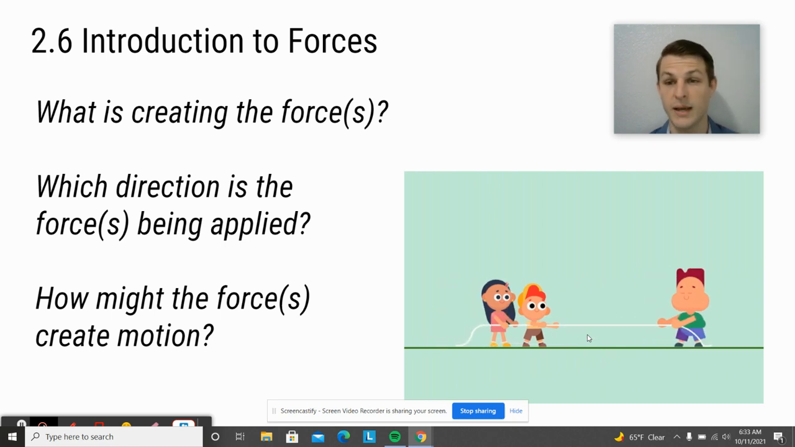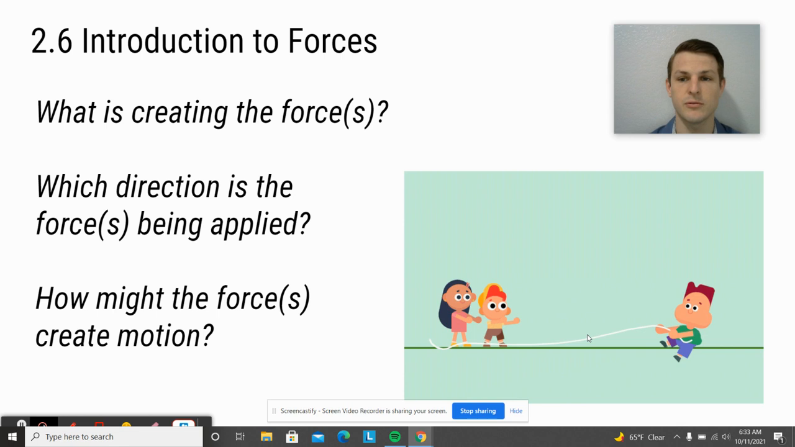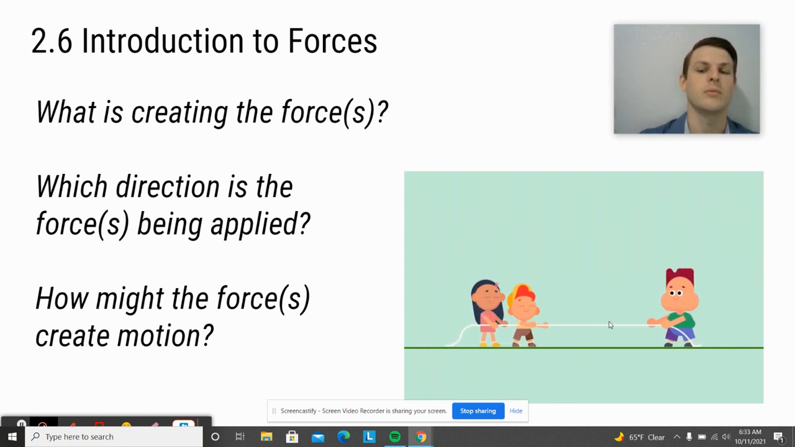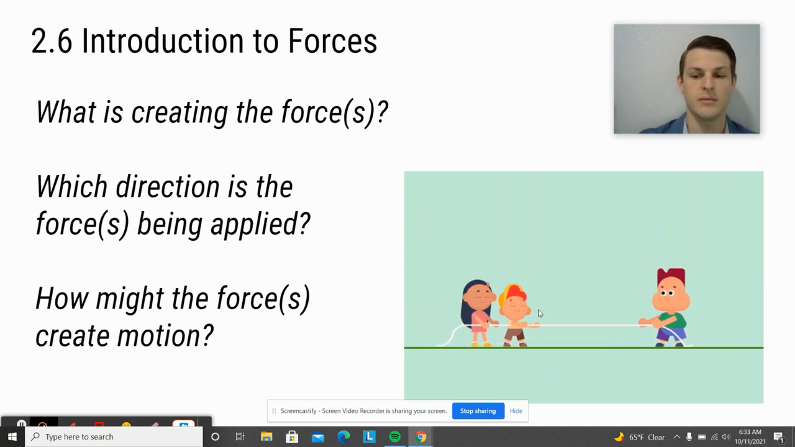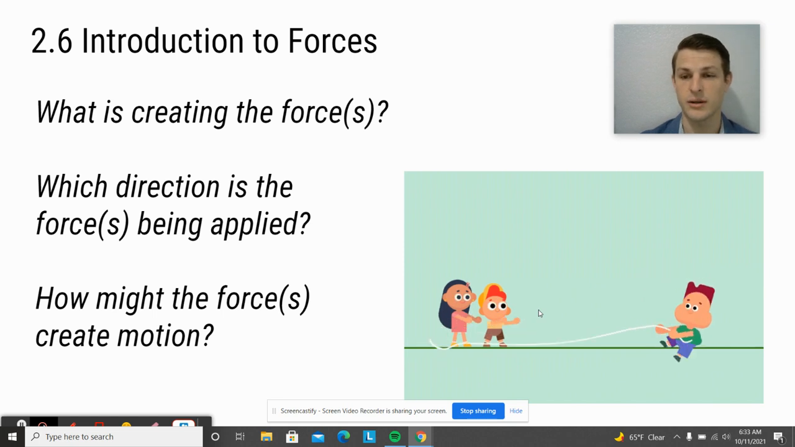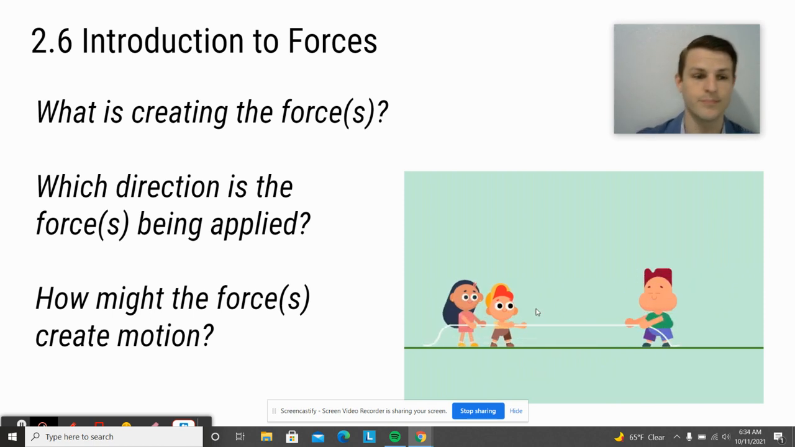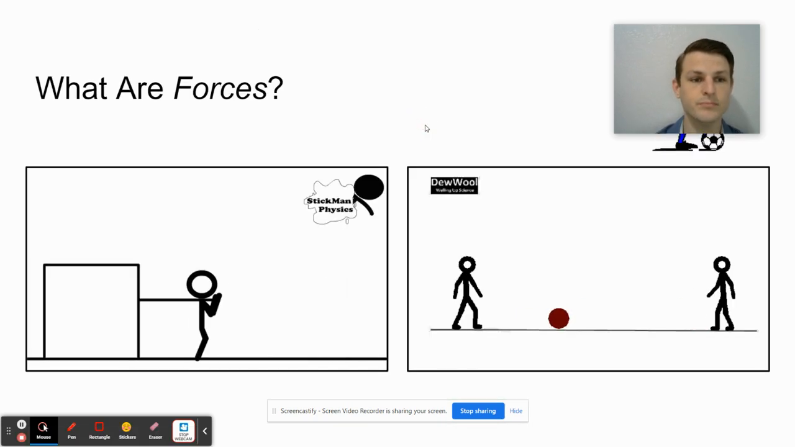When forces are unbalanced, motion will change. Anytime there's forces that are unbalanced, motion will change. So if he is equal strength to these two, then what's going to happen is the forces will be balanced and they're going to cancel each other out. However, if one of the groups is stronger, that group is going to win, and that's the direction that the rope will go. We're going to talk about balanced and unbalanced forces in future lessons.